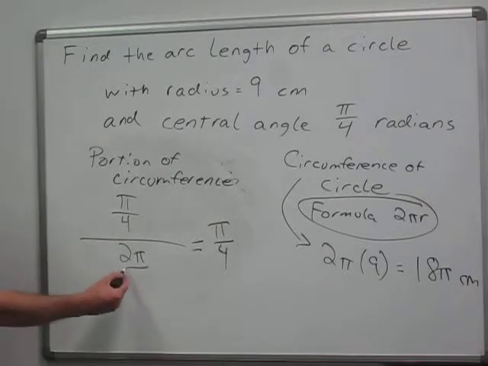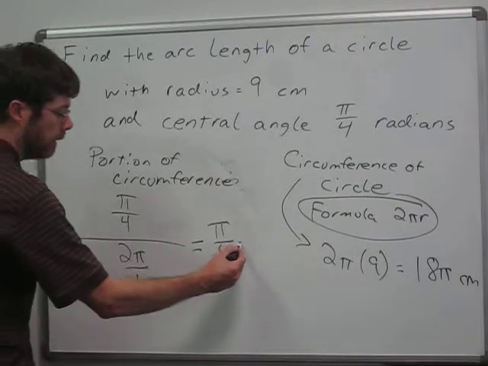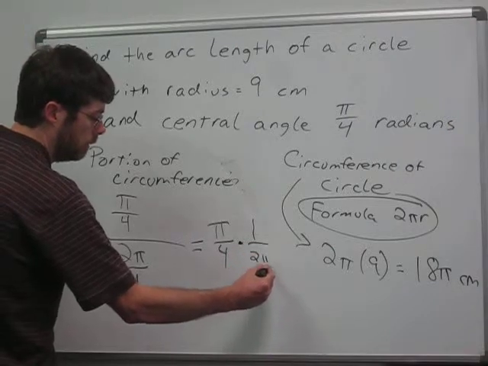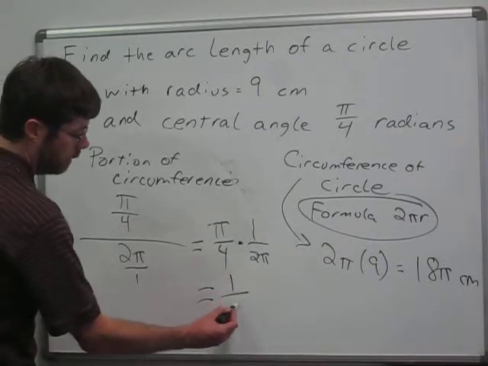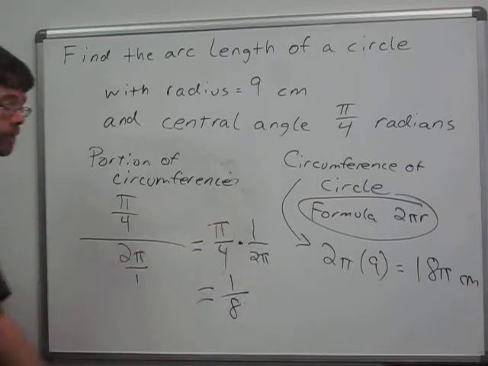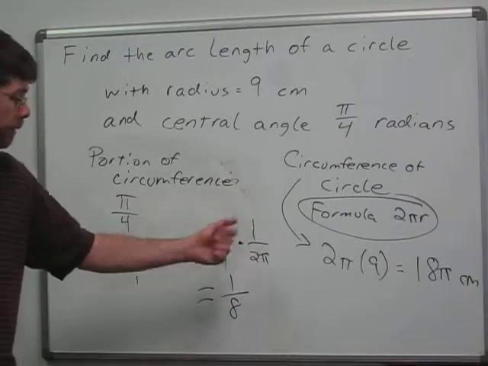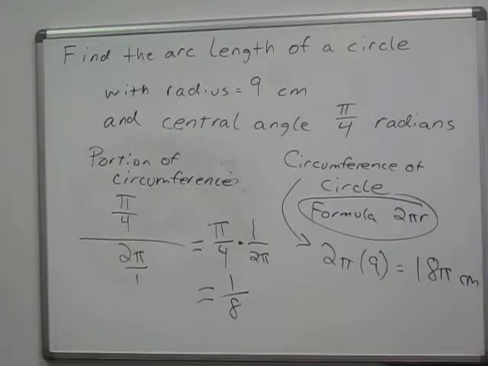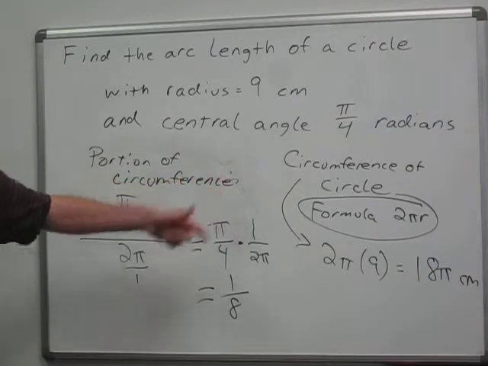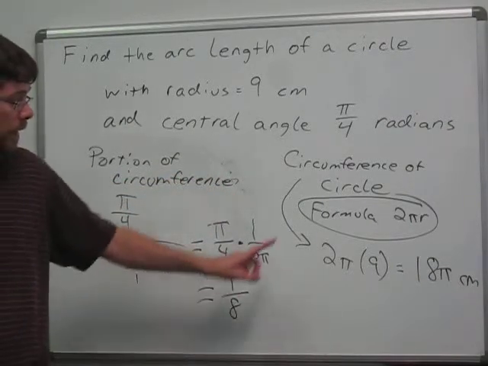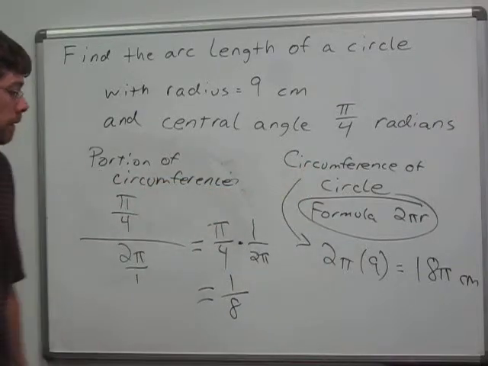Right? Dividing by 2 pi/1, so multiplication by the reciprocal. Pi/4 times 1/2 pi is going to be 1/8 after the pi's cancel. Right? Multiply the numerators and multiply the denominators. So this arc that we cared about, this little portion that we want to know, is 1/8 of the total circumference of the circle.